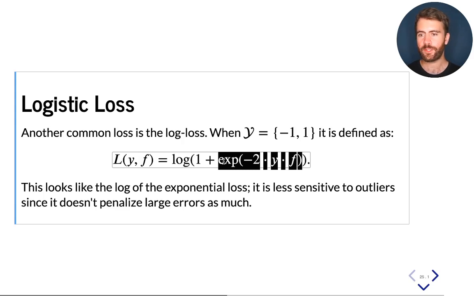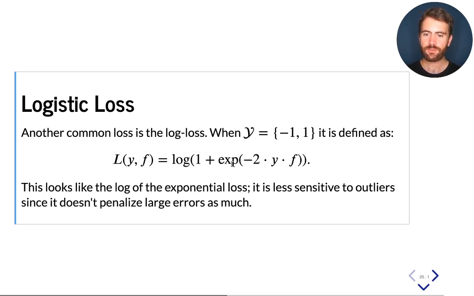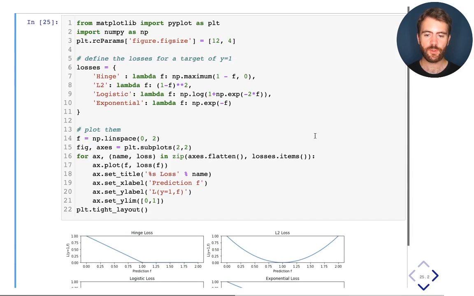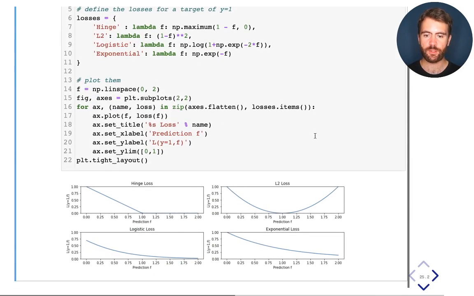And now we're effectively taking 1 plus the log. So it's as if we're considering our exponential loss on a log scale. And this is a useful loss because it addresses some of the problems that AdaBoost has. Let me plot this loss in the same way that I plotted the earlier losses. And let's, for example, compare the exponential loss with the hinge loss or the L2 loss.